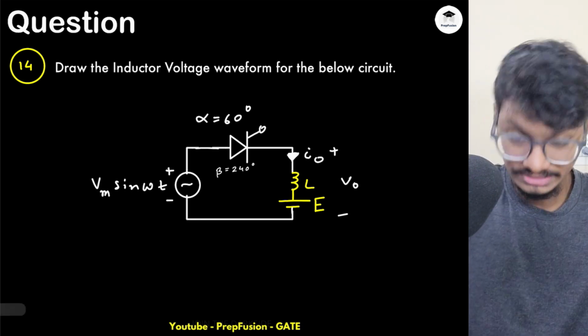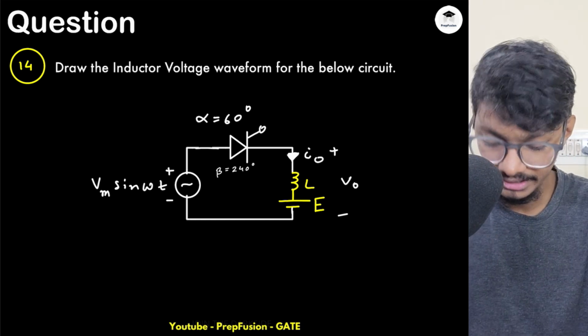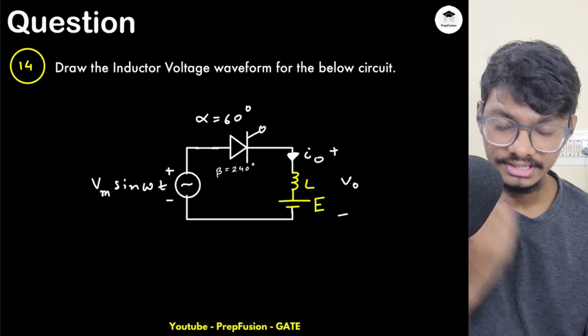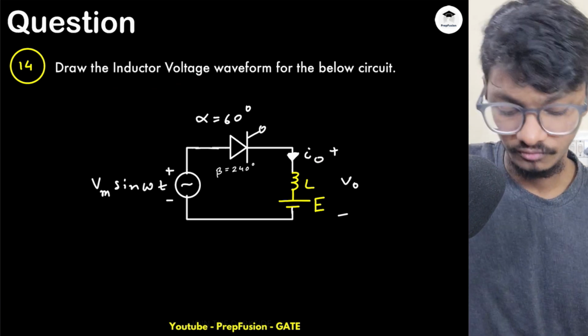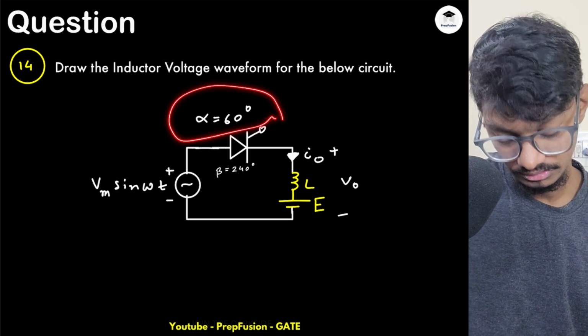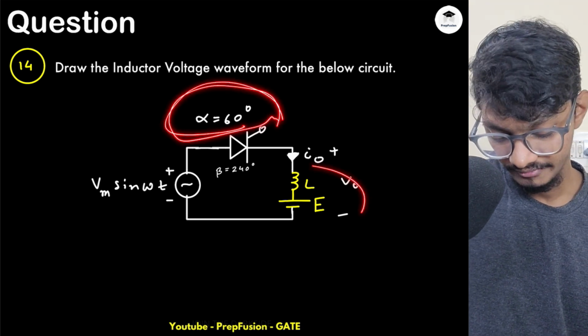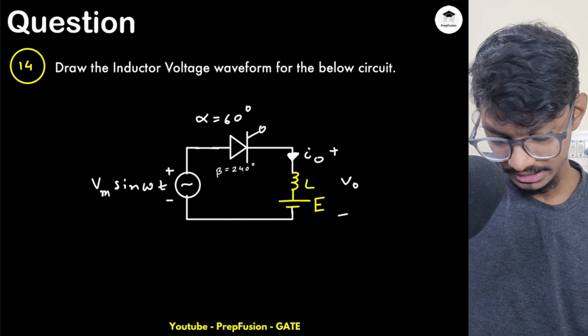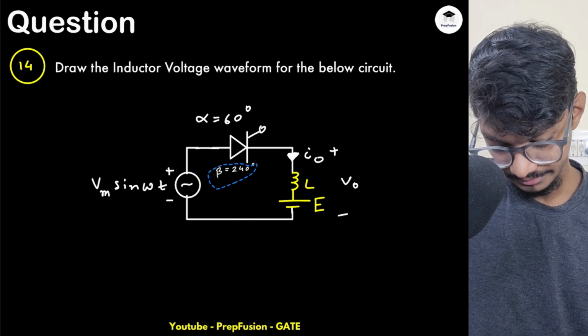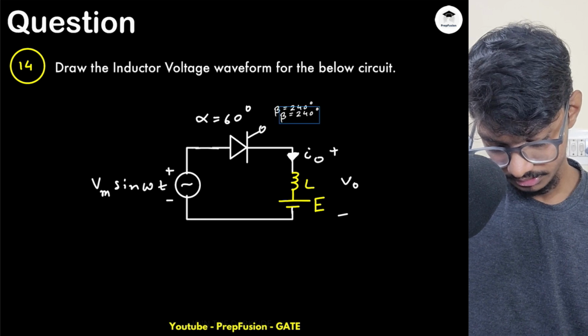So this is the next question. The next question is also very interesting. This is an EL load, R is not present. So here we have to draw the inductor voltage waveform for the given circuit. They have given the alpha and they haven't provided us with the beta. Okay, beta also has been provided. That is 240 degrees. So beta I can write side by side, 240 degrees.